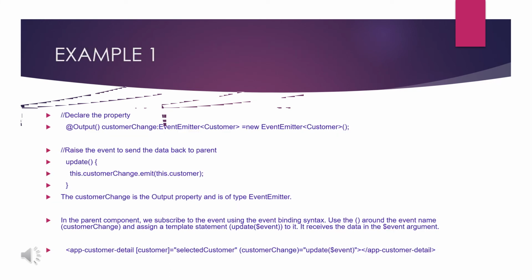So we have an output here. In that output we are giving a customerChange, and this customerChange is an EventEmitter, and this event emitter is raised in the parent as an update method. Through this, the customerChange emit of this customer will be emitted to this parent component. Here you can see in the last line, update($event).